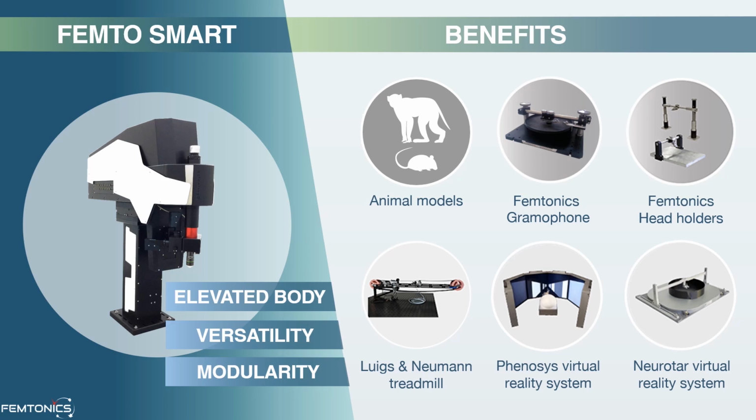For example, we have customers with small model animals like fruit flies and larger ones like non-human primates. Behavioral devices we commonly integrate include gramophones and other head-fixed designs combined with virtual reality, all developed by Femtonics, a wide range of Luigs & Neumann devices including treadmills, Phenosys jetBall and accessories, and mobile home cages from Neurotar.